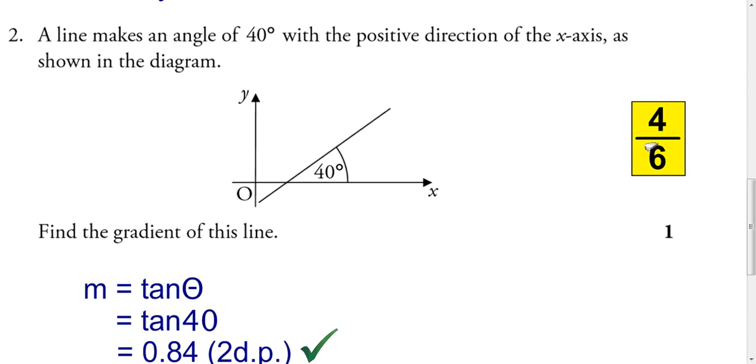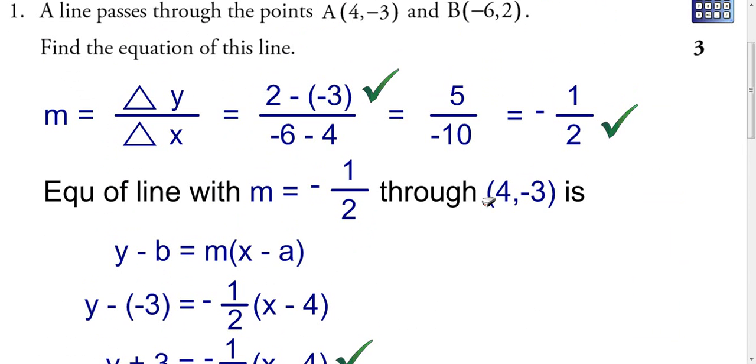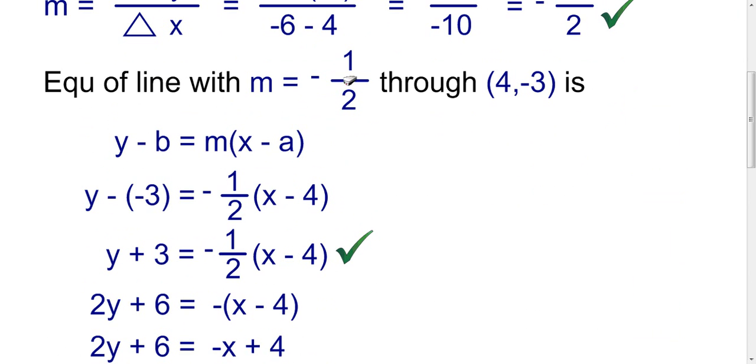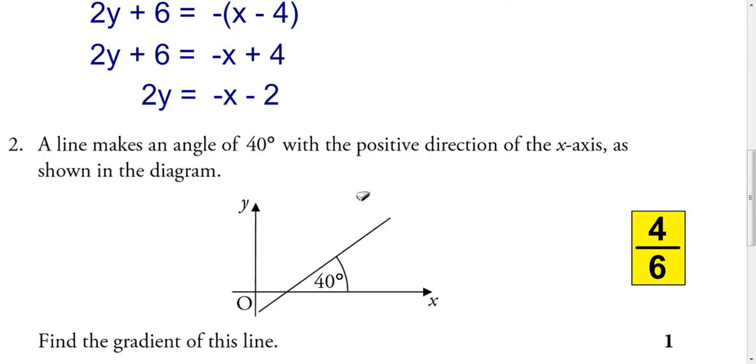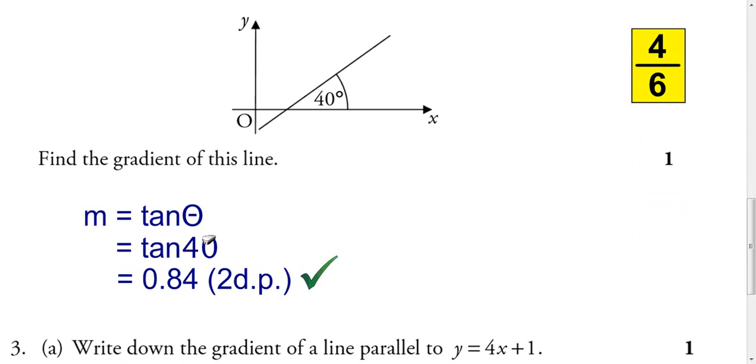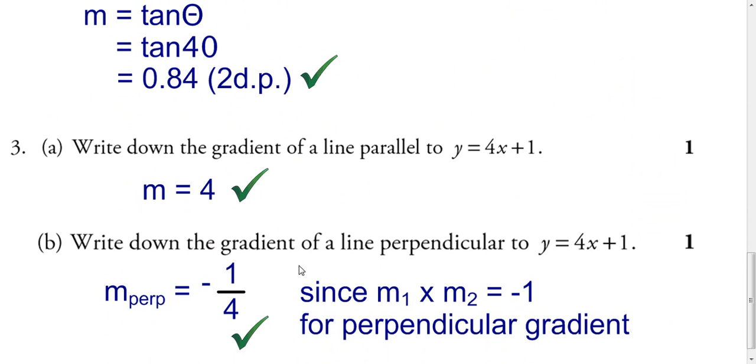So look again, we needed 4 out of 6. A mark for organising your gradient sum, a mark for calculating it out, a mark for substituting a point in and the gradient, and you could use either point here. You don't actually even need to simplify it down to its final form. Make sure you simplify this bit here. A mark for putting tan of the angle into your calculator, for writing the gradient and the perpendicular gradient.